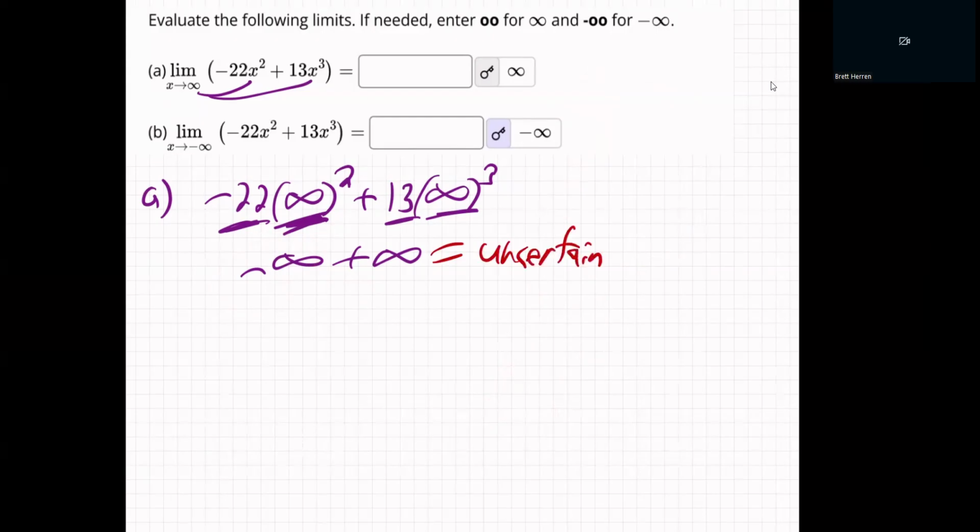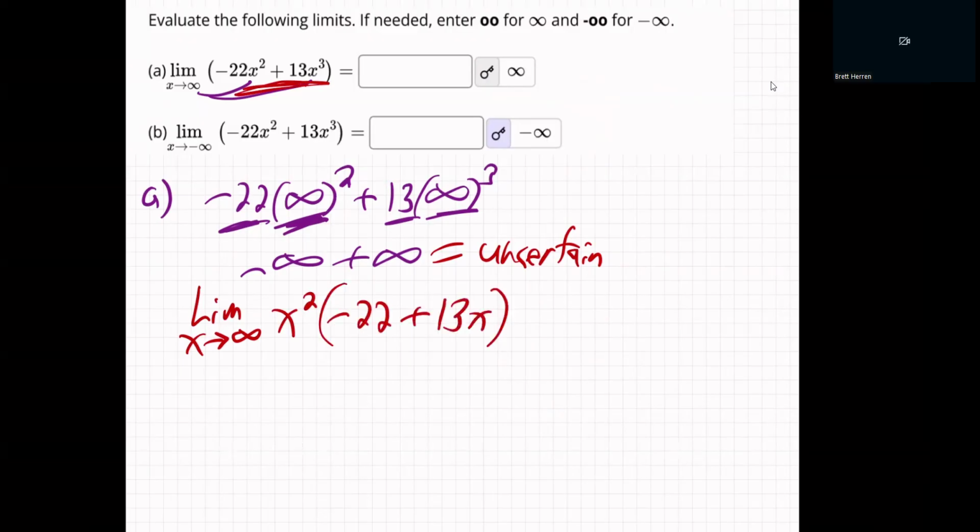So my point is that didn't work. Well, then what in the world do we do? Let's go back to the original question. Actually, let me just tell you what we're going to do on this one: we're going to factor. If we take out x squared, then that leaves minus 22 plus 13x, right? If I was to distribute that, it would go back to these guys, right? Now let's try plugging in the infinity again.